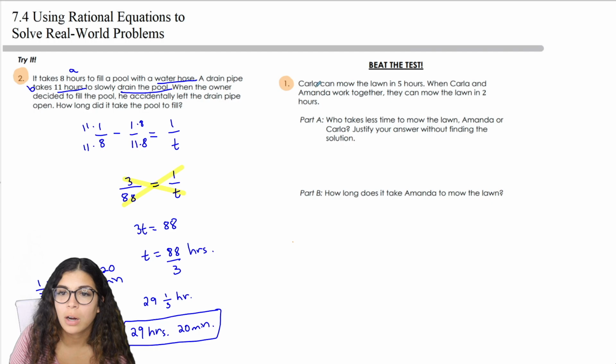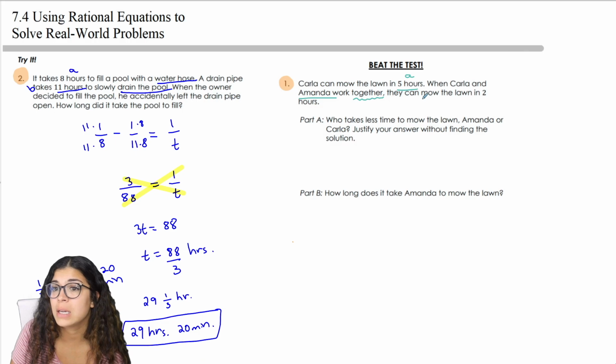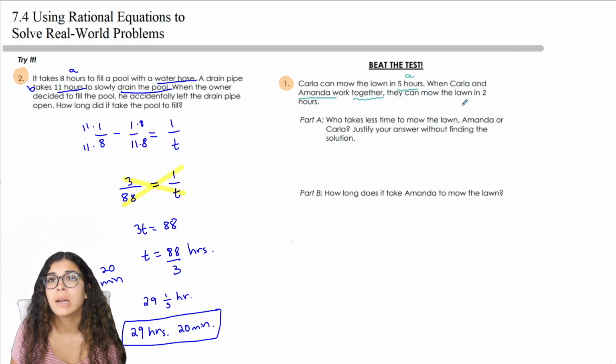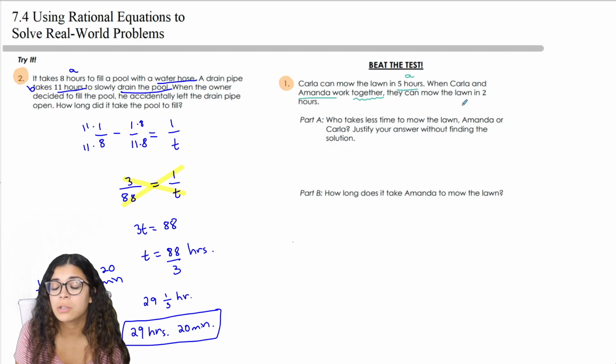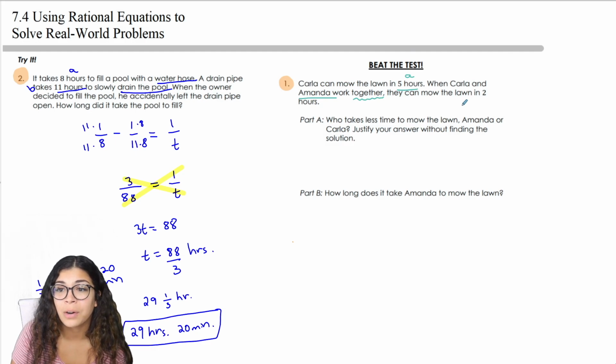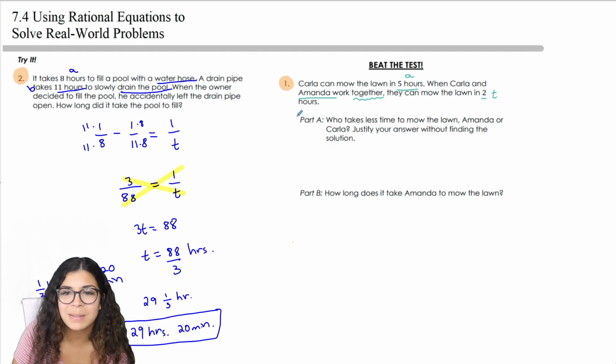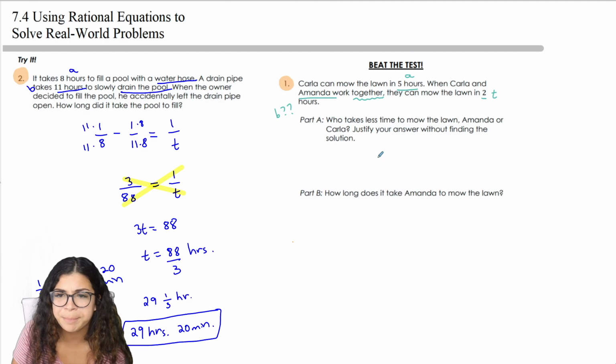This one says Carla can mow the lawn in 5 hours. So we'll call Carla entity A. And when Carla and Amanda, so here's Amanda, work together, this is actually the total time, not how much it takes Amanda to work alone, but how much it takes for Carla and Amanda if they work together, which would be 2 hours. So that's actually T, and the missing piece is how much it would take Amanda if she worked alone. So we're missing B in this case.